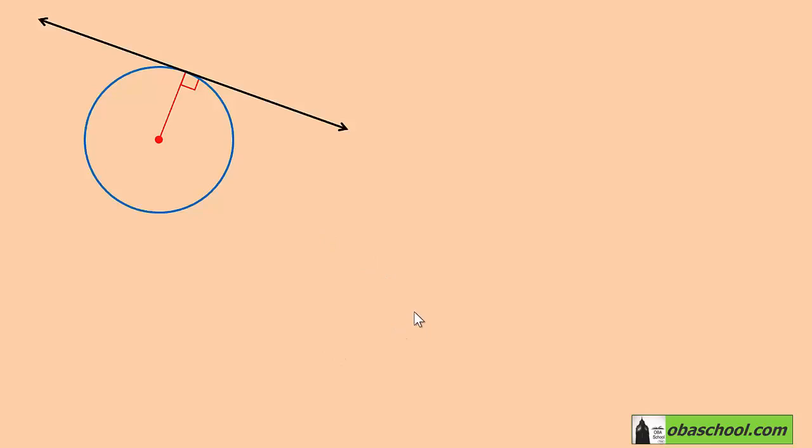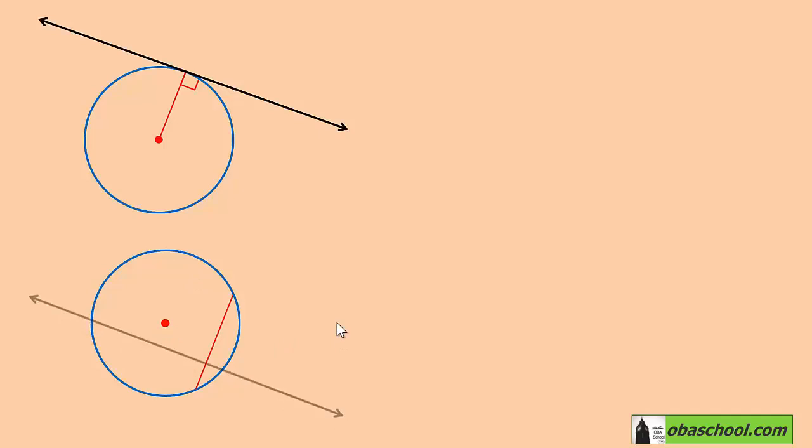This time a chord property. So we have a circle in the center here, and this line is called a chord. The diameter is a special chord which goes through the center. If this line bisects the chord, it will go through the center of the circle.